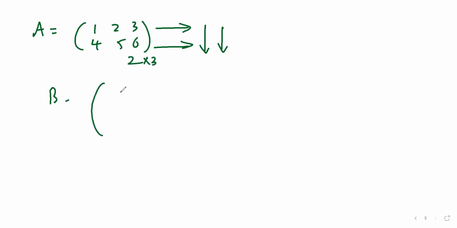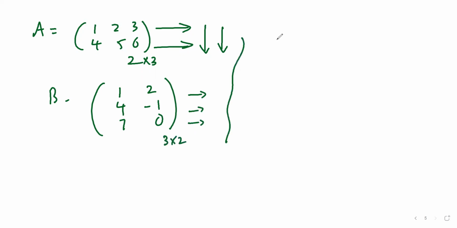If I have another matrix where I have 1, 4, 7, 2, -1, 0, you have 3 rows and 2 columns, so it is a 3 by 2 matrix. So these two are rectangular matrices. Then I can have another matrix where I can have some numbers like this. So 2 rows and 2 columns. So it's a square matrix of order 2 by 2, or we can say order 2.